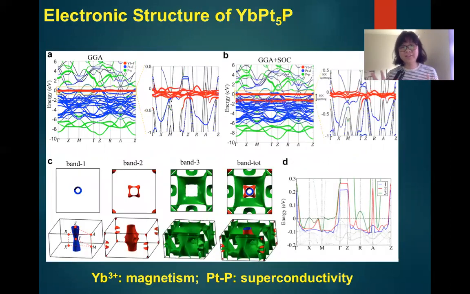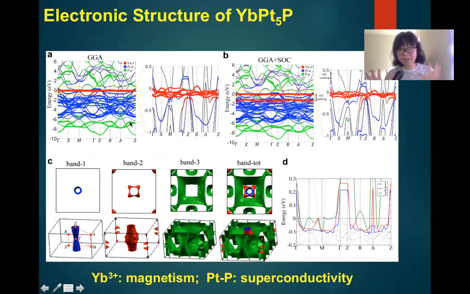Then we try to understand what's really going on behind it. So we calculated the electronic structure of YbPt5 phosphorus. By applying spin-orbit coupling on the Yb and Pt, we figure out that no matter which method we use, Yb3+ always shows magnetism. So Yb3+ plays the magnetic role. However, the Fermi level is dominated by the hybridization between the Pt and phosphorus, and this gives rise to the superconductivity in this YbPt5 phosphorus compound.